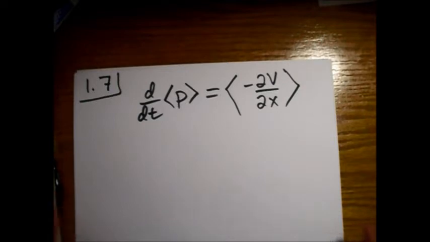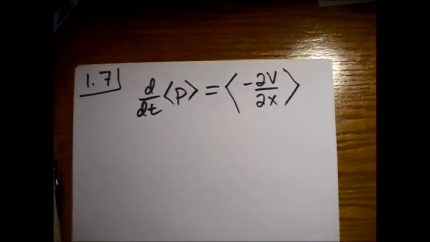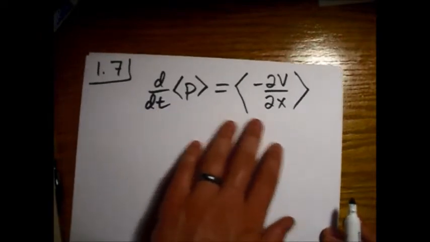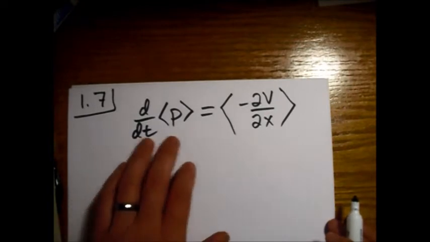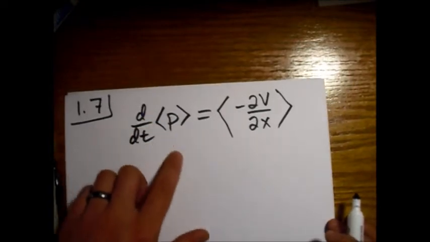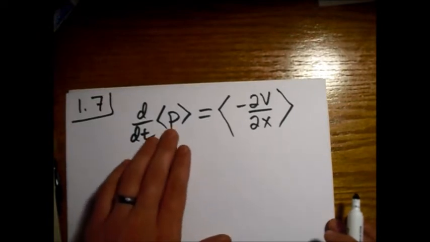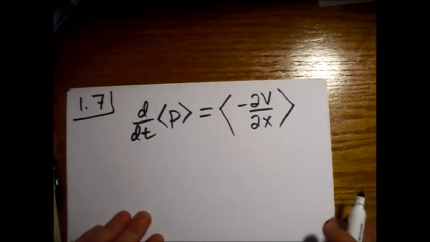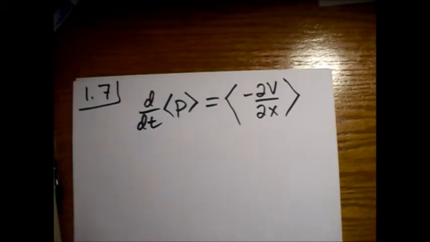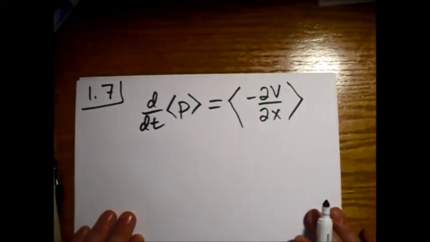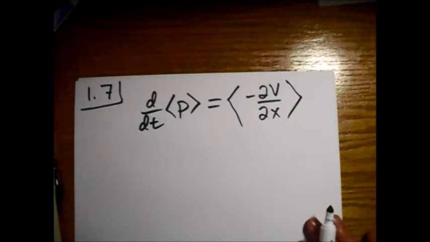So this is an example of Ehrenfest's theorem, which just basically says that the expectation values in quantum mechanics will follow the classical equations. So this is basically straight from Newton. The time derivative of momentum is equal to the force. All right, or the sum of forces, but in this case, just this force.